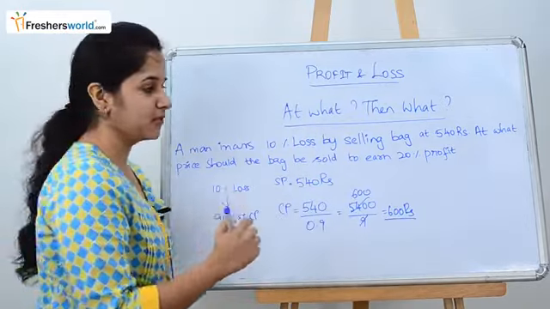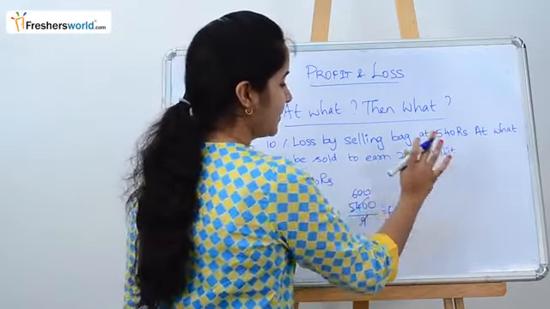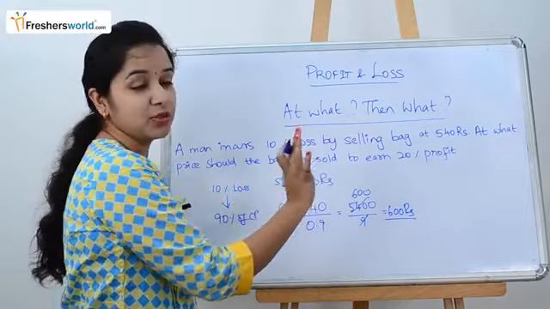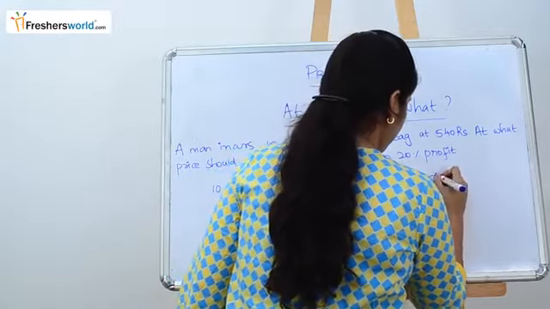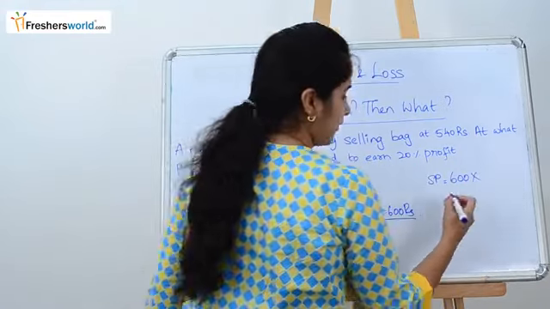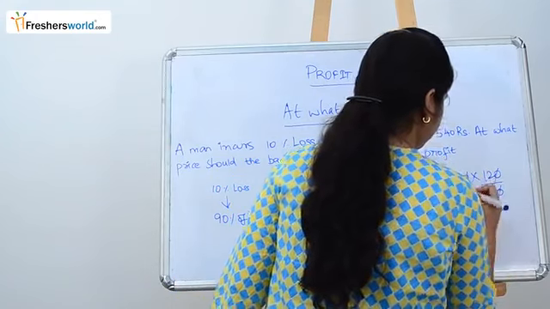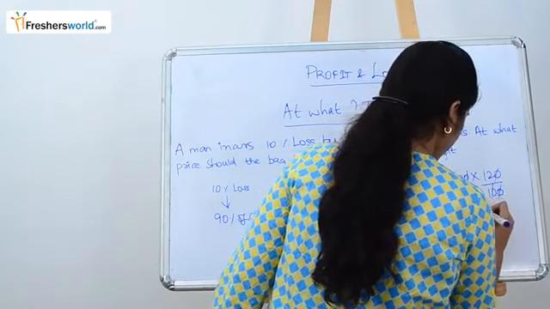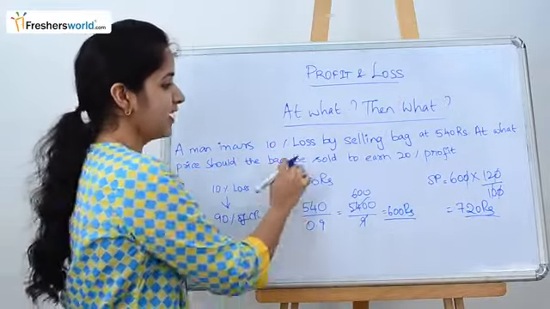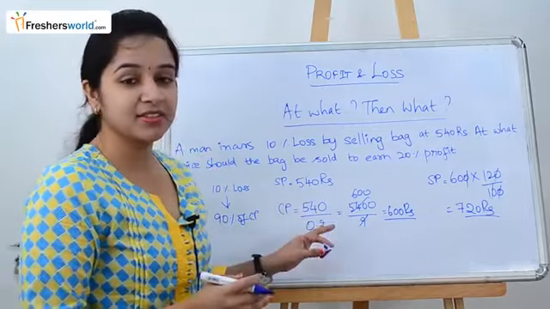Let's go to the second part of the question. At what price should the bag be sold to earn 20% profit? So they are asking us to find the selling price if it's sold at 20% profit. So selling price is equal to, we know the cost price, and it's sold at 20% profit, which is nothing but 120%. So 720 rupees. If the bag is sold at 720 rupees, then he would earn a 20% profit. Let's solve another example to understand this concept much better.